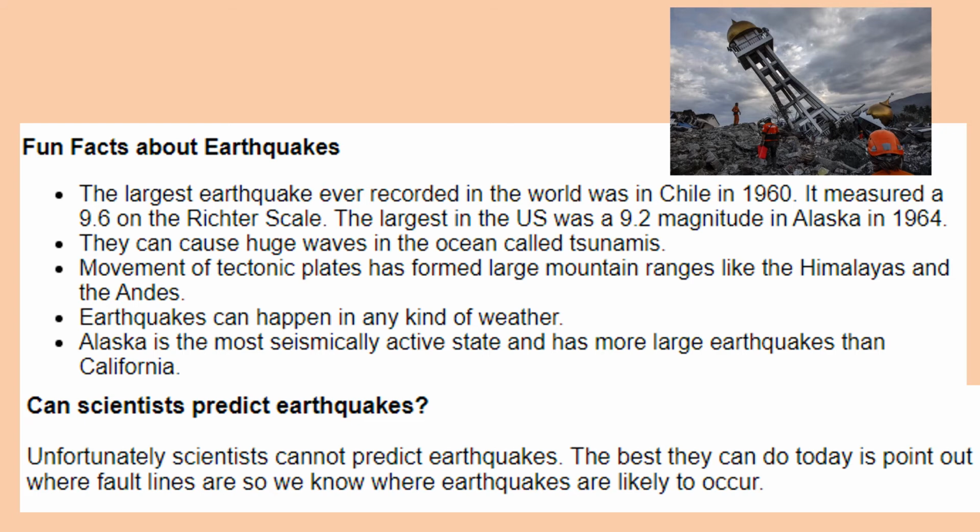Can scientists predict earthquakes? Unfortunately, scientists cannot predict earthquakes. The best they can do is point out where fault lines are so we know where earthquakes are most likely to occur. They can also tell if there are quite a few tremors acting on the seismographs, and if they detect these going off quite regularly, it's a sign possibly that a bigger earthquake is going to happen. So they do get monitored all the time.